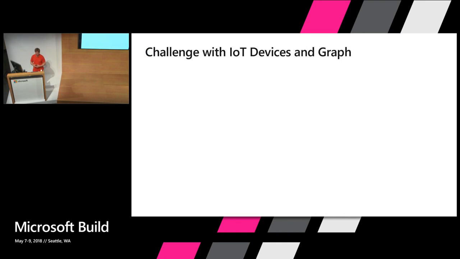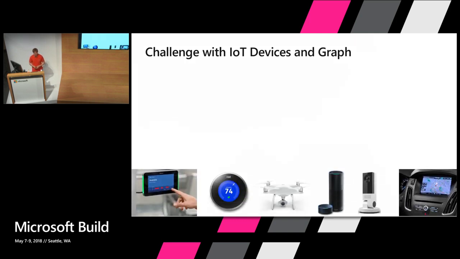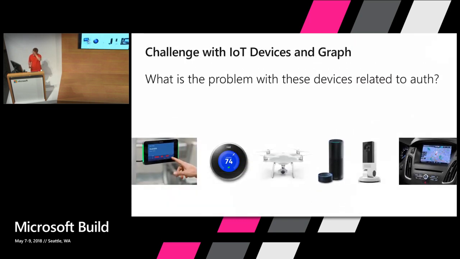So the first thing to look at is what are the challenges of working with the graph on an IoT device. I'd pose you this question: what is the problem these devices have related to auth? Anyone have an idea?